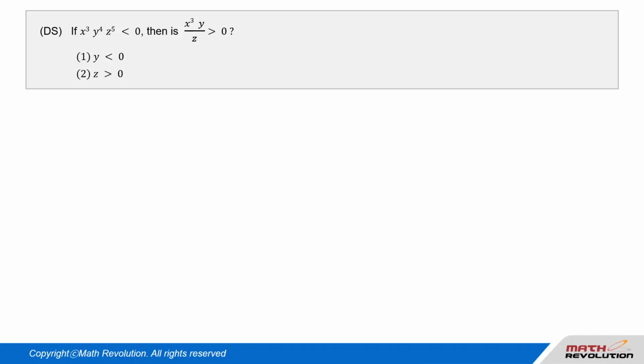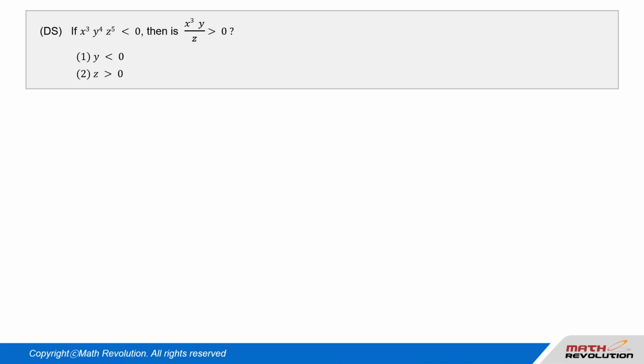Question 2. DS. If x cubed times y to the fourth power times z to the fifth power is less than 0, then is x cubed times y over z greater than 0? Condition 1. y is less than 0. Condition 2. z is greater than 0.